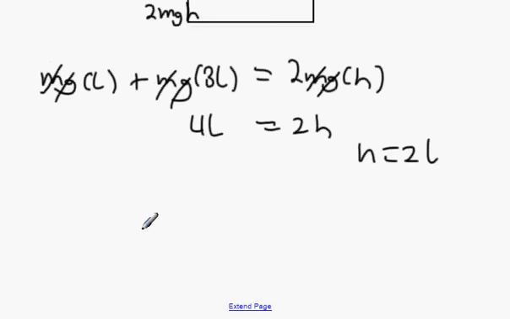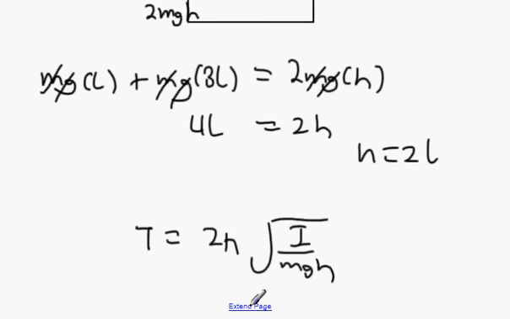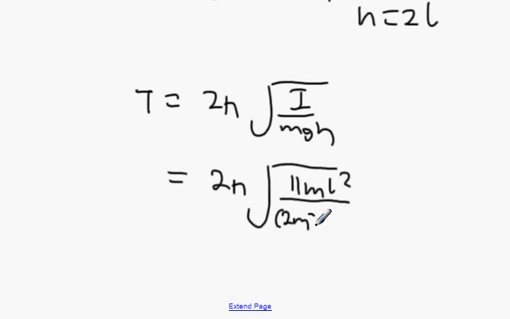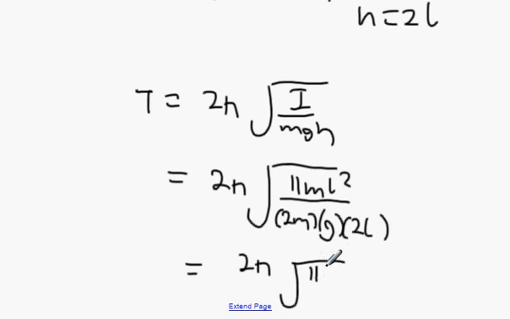Then finally just put into your formula: 2 pi square root of the inertia over mgh. What did we say the inertia was again? 11 ML squared. The mass is 2M, gravity, and h is 2L. And then what we get is 2 pi square root of 11L over 4g. And that's it there, ready to go. Okay, thank you. Sorry about that.